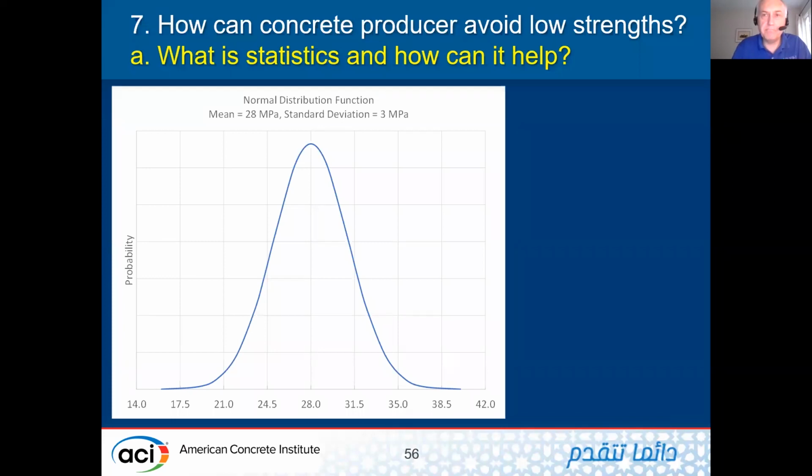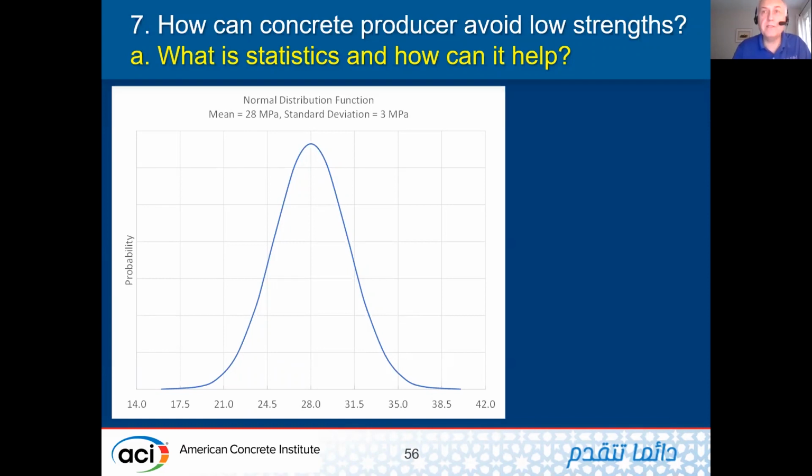Okay, so when you look at normal distribution of the strengths of the tests that you do, and again, this is an example. Let's say your mean or the average value of the strength tests that you conduct is 28 MPa. And let's say the standard deviation of those is 3 MPa. I'm not going to define what the mean and standard deviation are. I make that assumption that you know it. If you don't, please look into your statistical textbook.